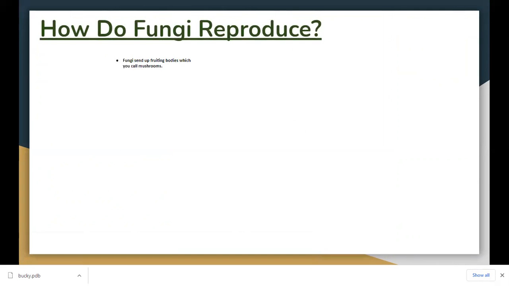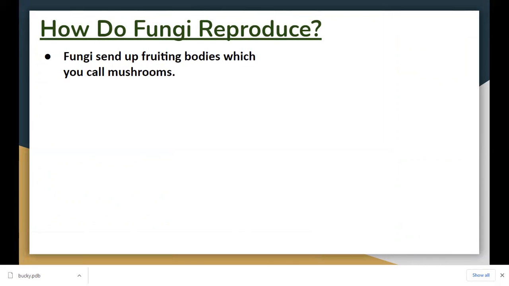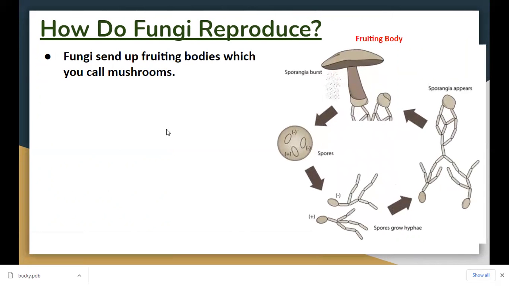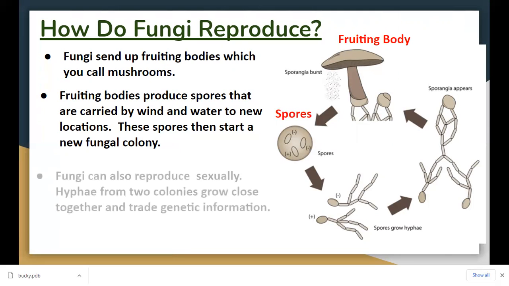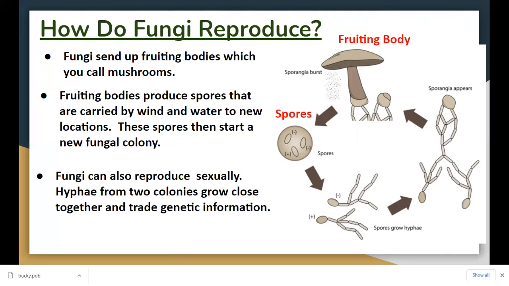How do fungi reproduce? Fungi send up fruiting bodies, which you would call mushrooms. So here they are. There's your fruiting body, your mushroom. And then they produce spores that are carried by the wind and by water to new locations. These spores then start a new fungal colony. There's the spore.